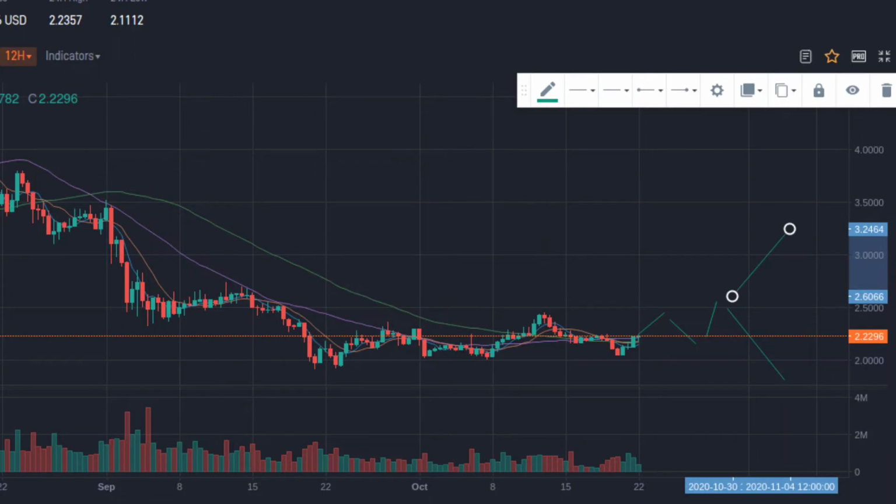Okay, you pull back to test an even higher high. Let's keep track of this, because if we see this pullback to $2.20 again, we're going to look to that as an entry, especially if the market remains bullish.